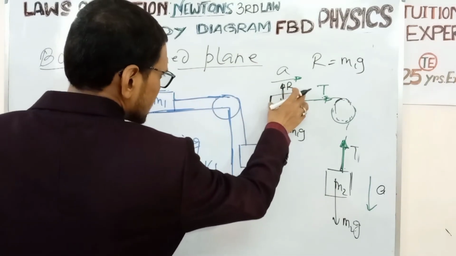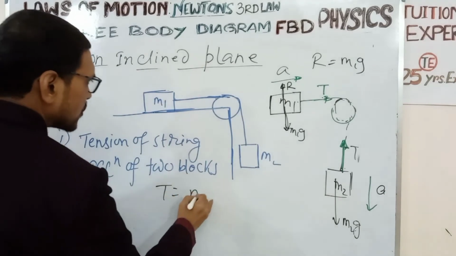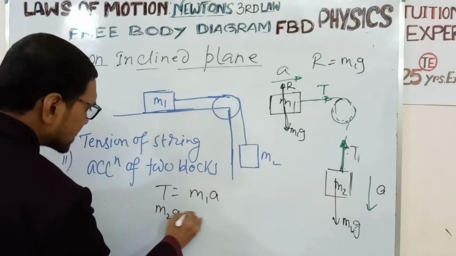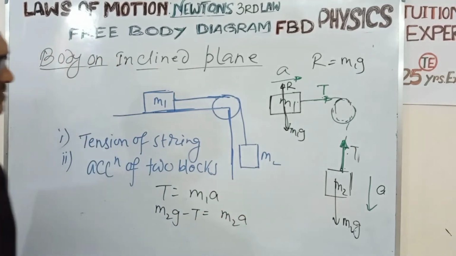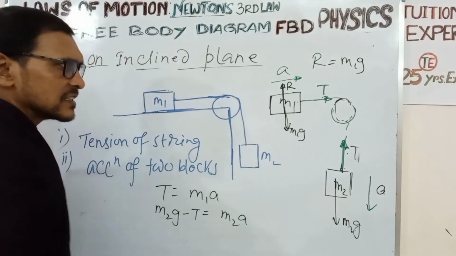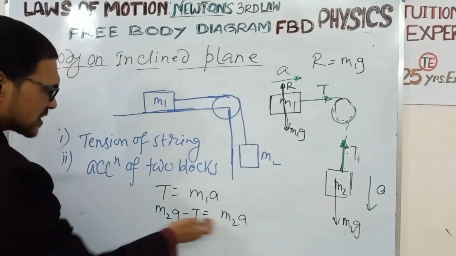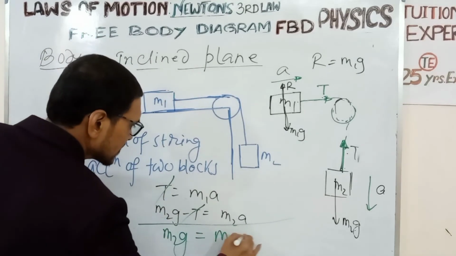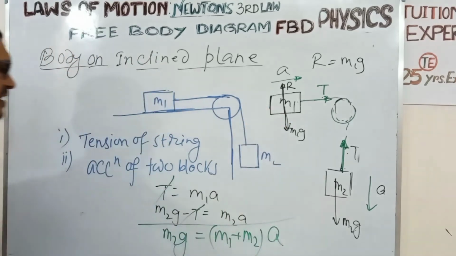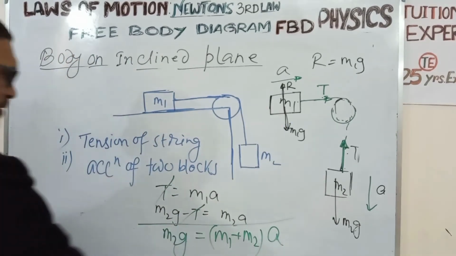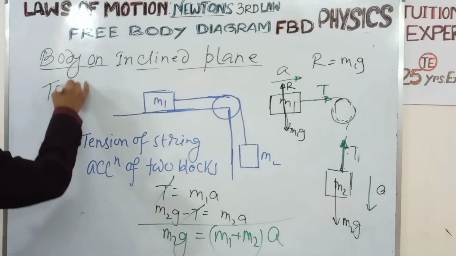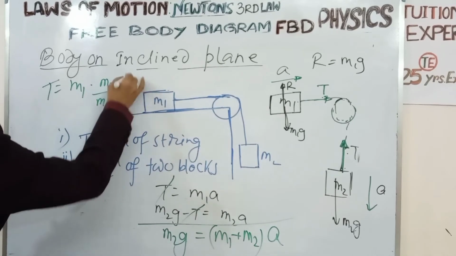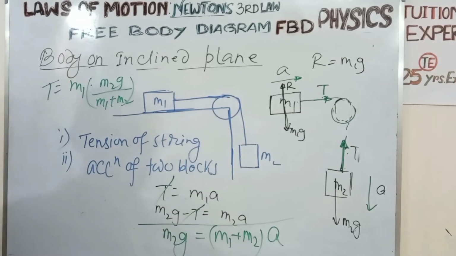Now the only force present is T, so T equals M1a. And here there are two forces, so the resultant is M2g minus T equals M2a. The body moves in this direction, so this force will be greater than T, so the resultant will be this minus this. So if we add, then what comes? T cancels, so M2g equals (M1 plus M2) a. So what is a? a equals this. Now if we put a equal to this, we get T. So T equals M1 into a, and we get T and also the acceleration.